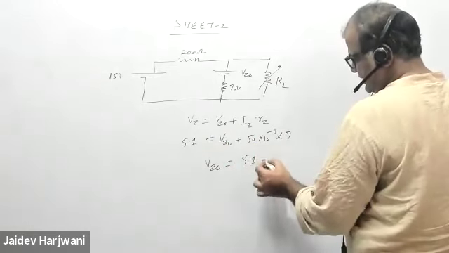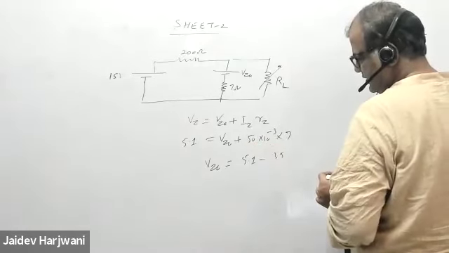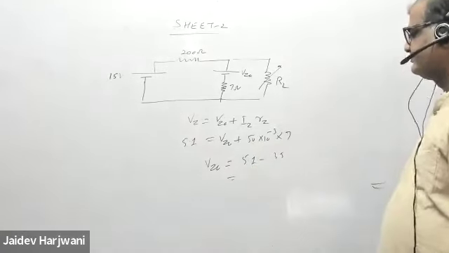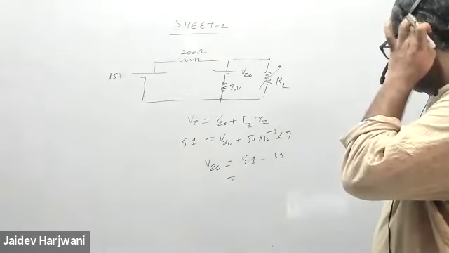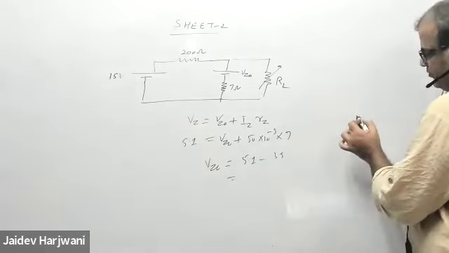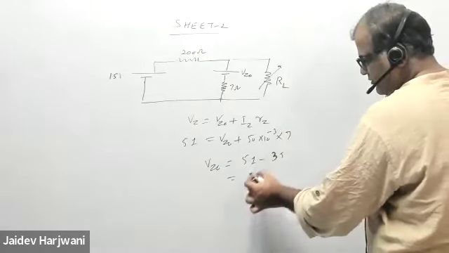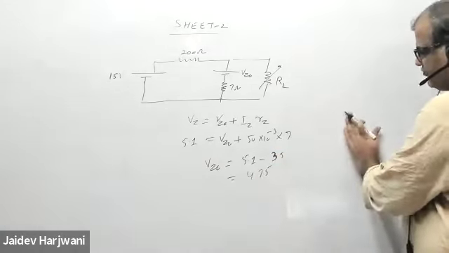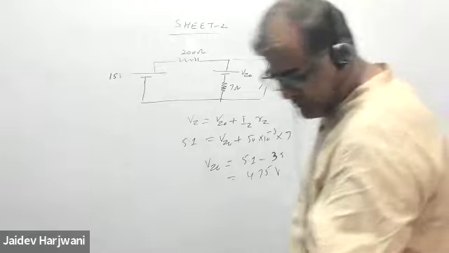5.1 minus 50 milliamps times 7 ohm is 0.35. Tell me how much will come for this value? What is the value? 5.1 minus 0.35 is 4.75. Correct? Yes, sir, 4.75 volt. Okay, so this is VZ0. This is the first answer.